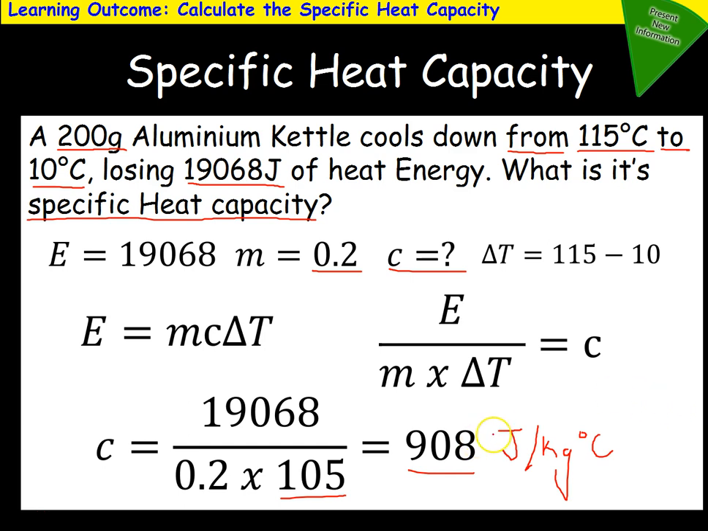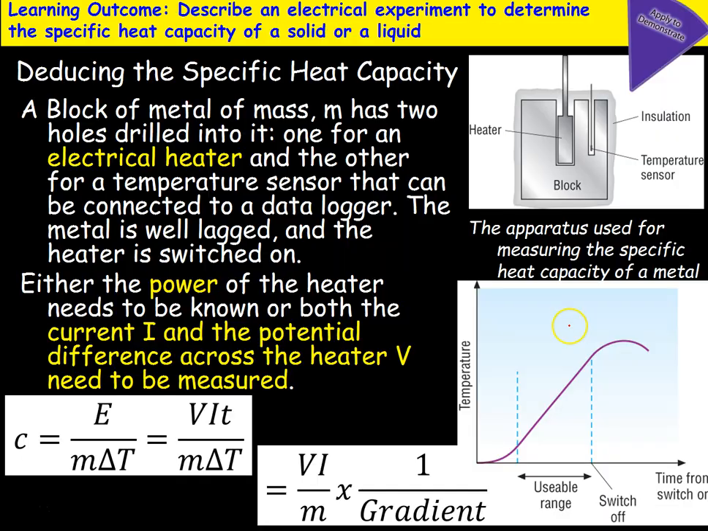So those are our units. You can see aluminium has a much lower specific heat capacity than water. It stores a lot less energy, which would make sense, as it's easier to heat up a metal, and obviously metals cool down a lot quicker than, say, water.